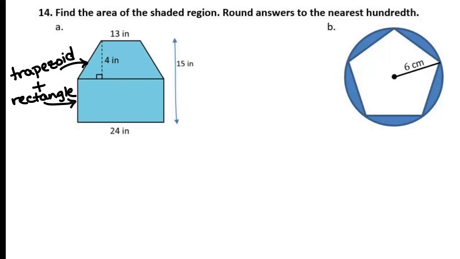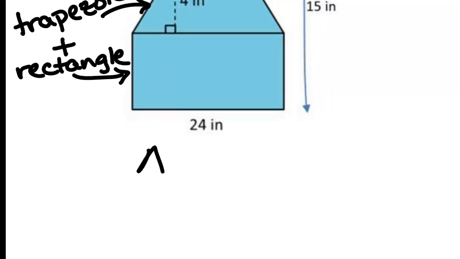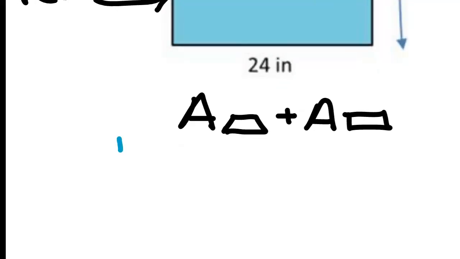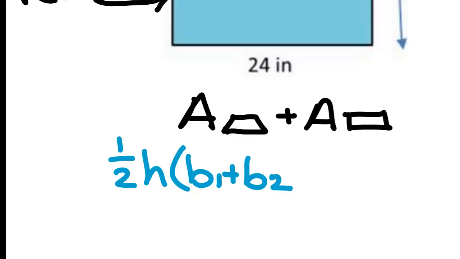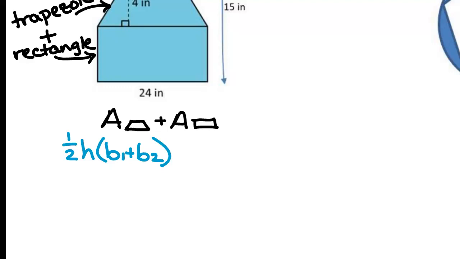If there's a hole, we subtract. So if I have a piece on my shape that's the same color as the paper, I'm going to subtract it out. If it's pieces that have been put together, stacked on each other, then we're going to add them together. So I need the area of the trapezoid plus the area of the rectangle. To find the area of a trapezoid, we do 1/2 height times base 1 plus base 2. And for the rectangle, we do length times width.